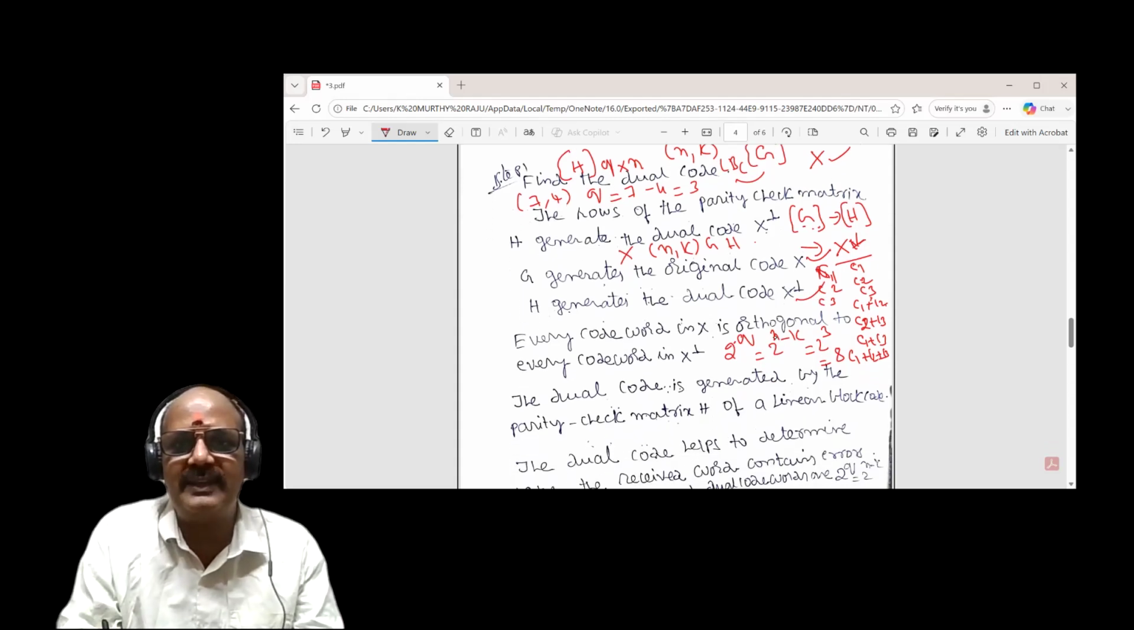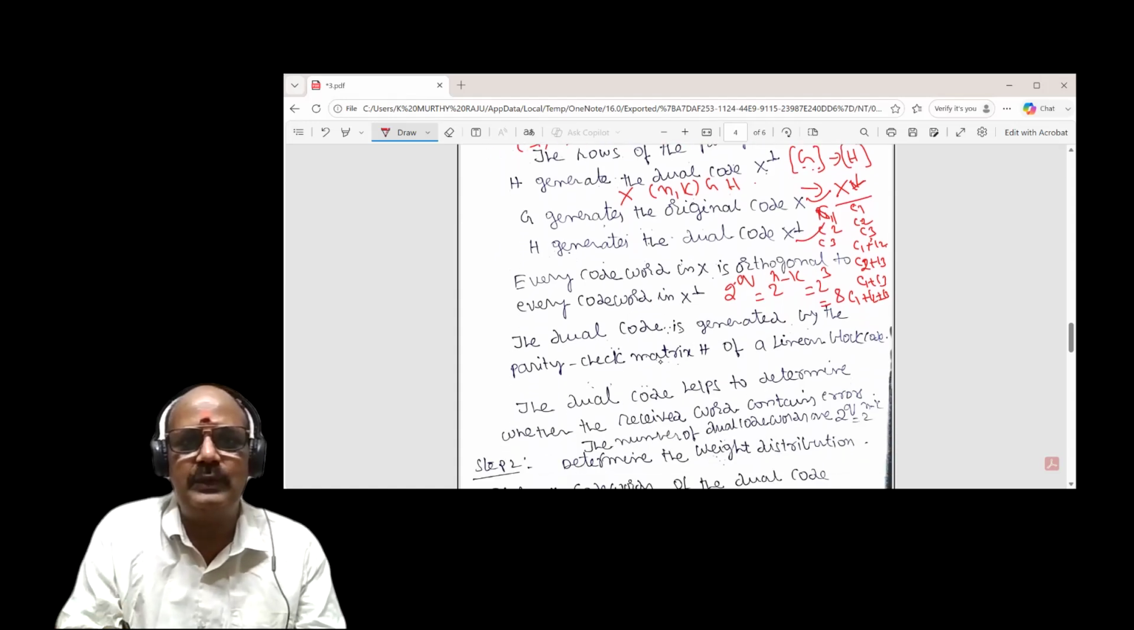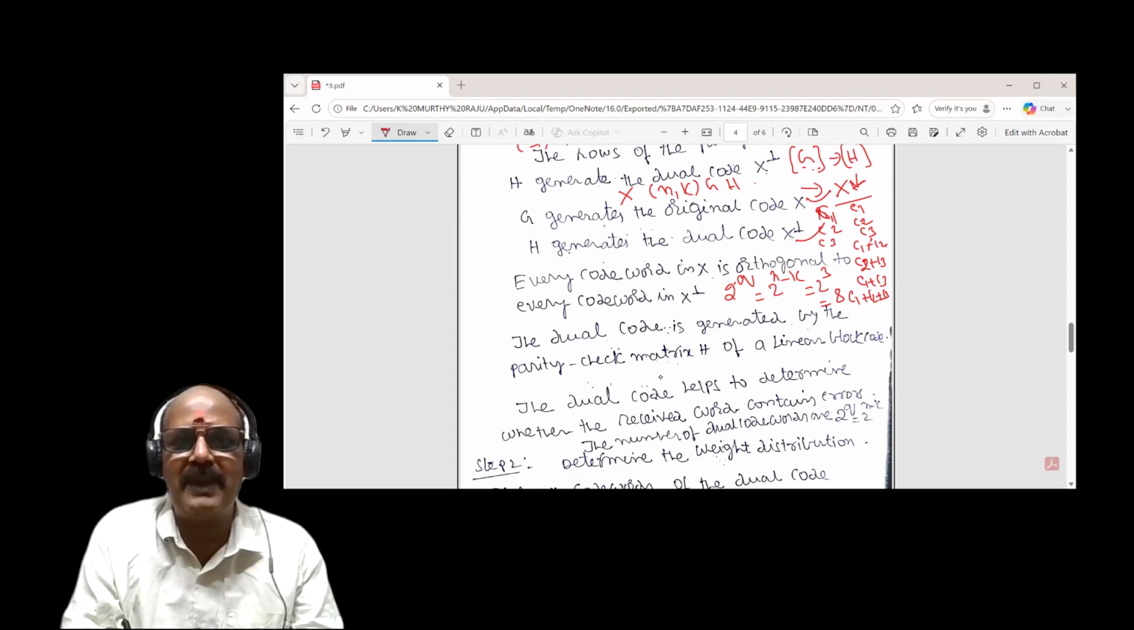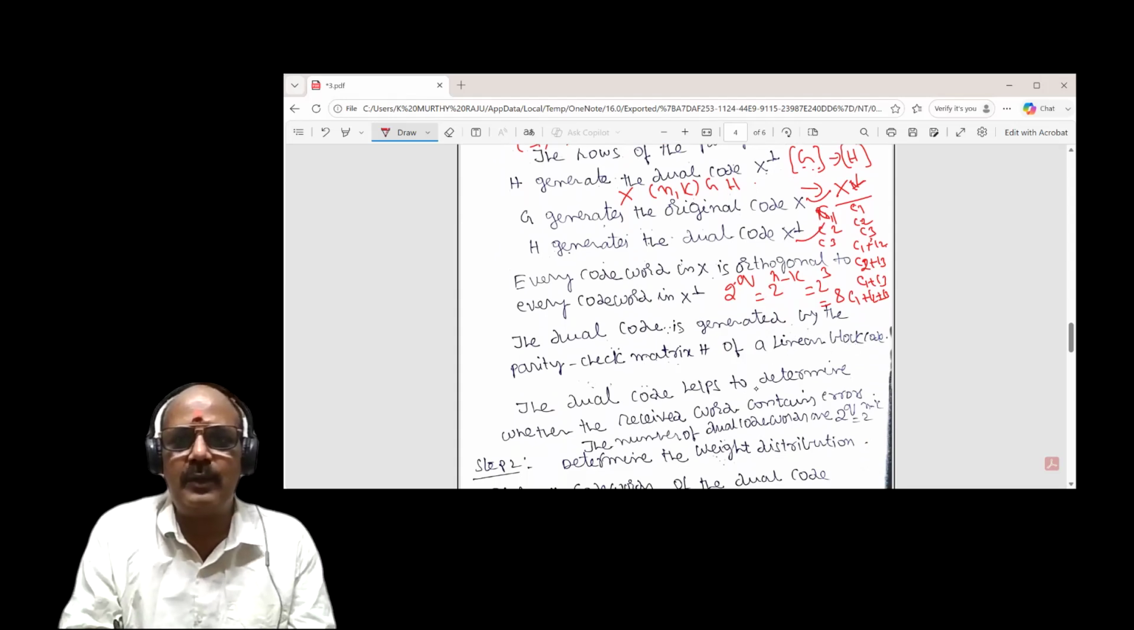Every code word in X is orthogonal to every code word in X cap. The dual code is generated by the parity check matrix of the linear block code. The parity check matrix plays an important role in the generation of the dual code. The dual code helps to determine whether the received word contains an error or not.